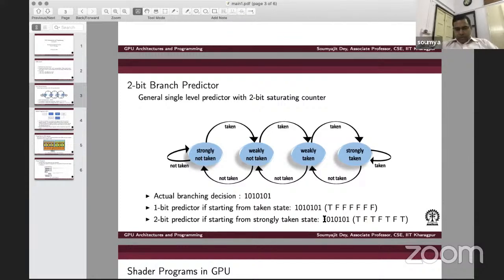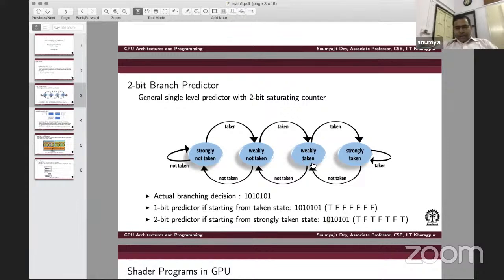So what has happened? If I just say again, it's in a strongly taken state, so it's here. It will say you take the branch, so that's a true decision. Then for the next branch decision, it will again say you take the branch, but the true decision is not to take the branch. So from the strongly taken, it will go to the weakly taken state. So its decision is wrong, because it is saying you take the branch, but the actual decision is not to take the branch.